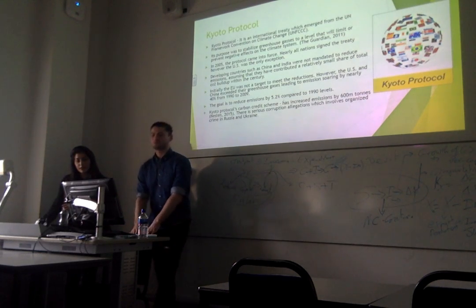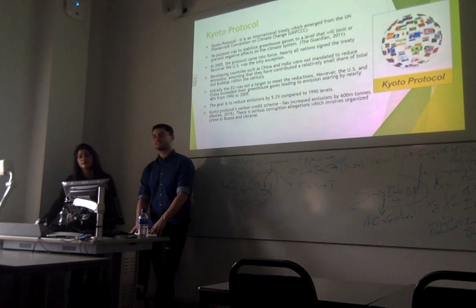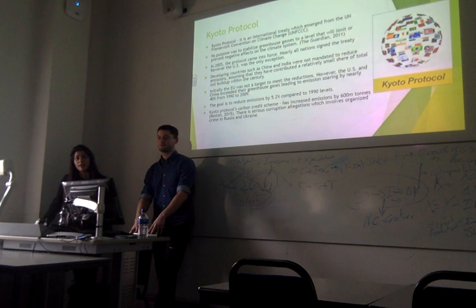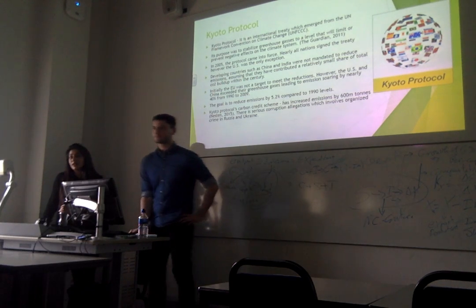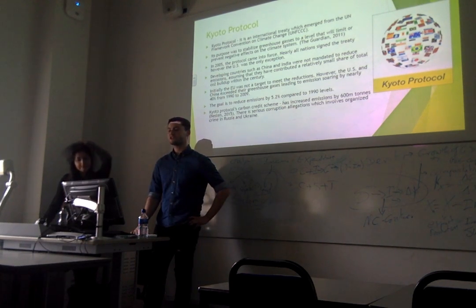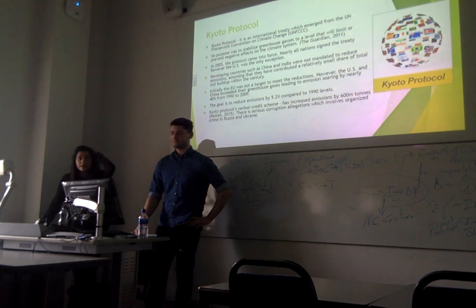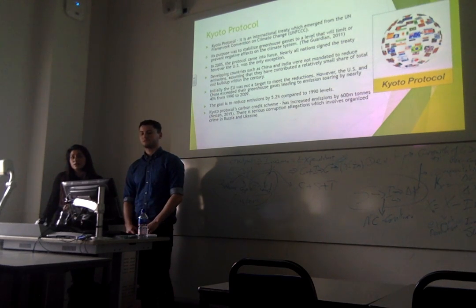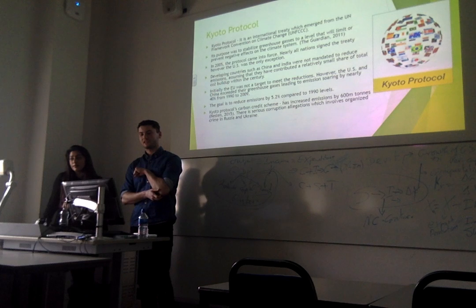The Kyoto Protocol is an international treaty which has emerged from the UN Framework Convention on Climate Change. Its purpose was to stabilise greenhouse gases to a level that will limit or prevent negative effects on the climate system. In 2005, the protocol came into force. Nearly all nations signed the treaty. However, the US was the only exception. Developing countries such as China and India were not mandated to reduce emissions, assuming that they have contributed a relatively small share of total CO2 build-up within the country. Initially, the EU was not a target.